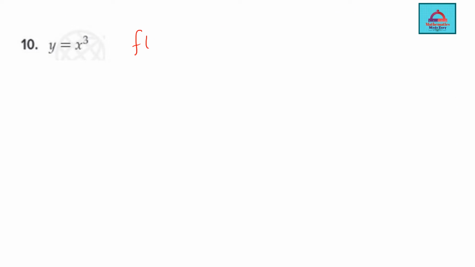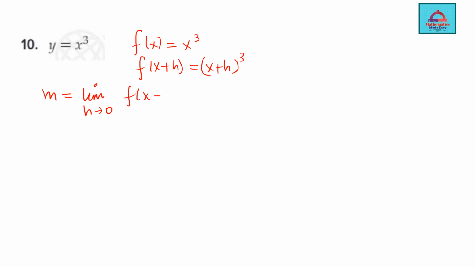Okay, so f of x is x cube. So f of x plus h would be (x plus h) whole cube. Now we need to find the difference quotient. So let's write the formula: the difference f of x plus h minus f of x, divided by h. So this is the formula.